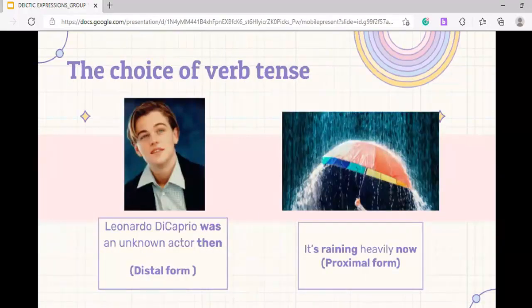Okay, so one basic kind of temporal deixis in English is the choice of verb tense. There are only two basic forms. The first one is the present tense, which is the proximal form, like the example I show you on the slide: it's raining heavily now. The other one is the past tense, which is the distal form. As you already know, Leonardo DiCaprio was a known actor then, before the Titanic movie.